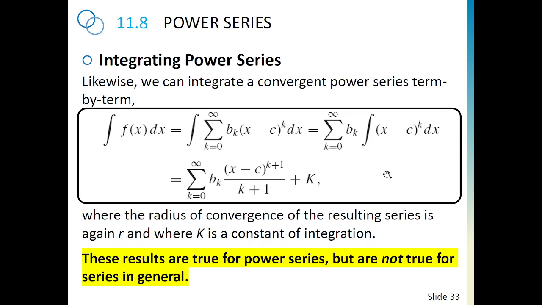So this is true for power series. We can integrate them term by term and differentiate them term by term and get a new power series with the same radius of convergence and pretty much the same interval of convergence. Maybe the difference will be at the endpoints. So that's phenomenal, and that's special to power series.